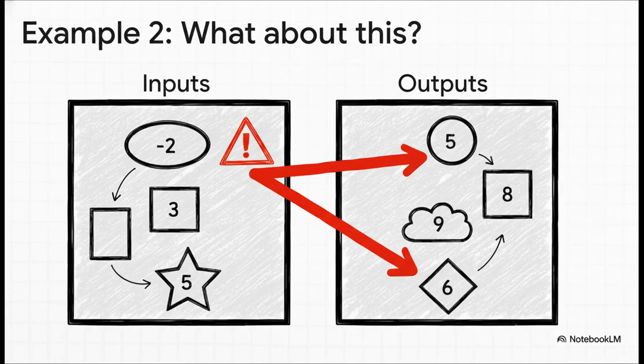Okay, now what about this one? Whoa. Red flags, alarm bells should be ringing right now. Look closely at the inputs. We have -2, and then we have -2 again. And that one input, -2, is trying to be in two places at once. It's mapping to 5, and it's mapping to 6. That is our rule broken right there. One input, two outputs. Definitely not a function.